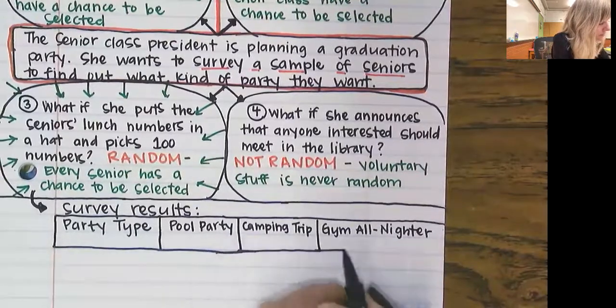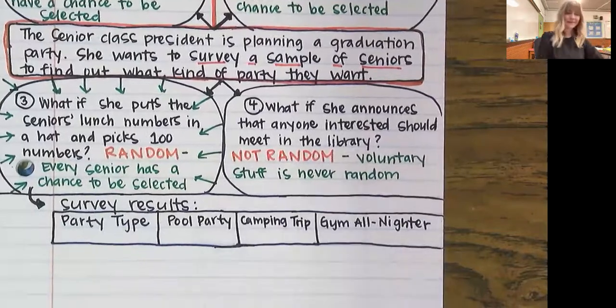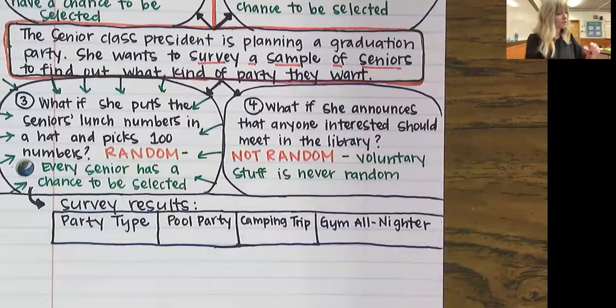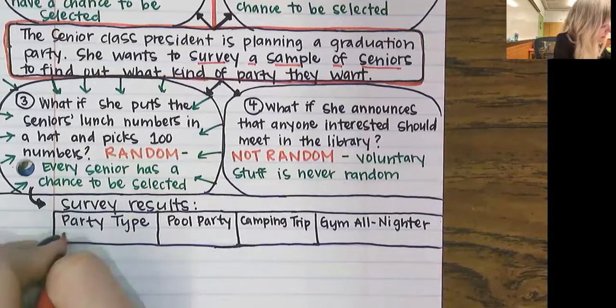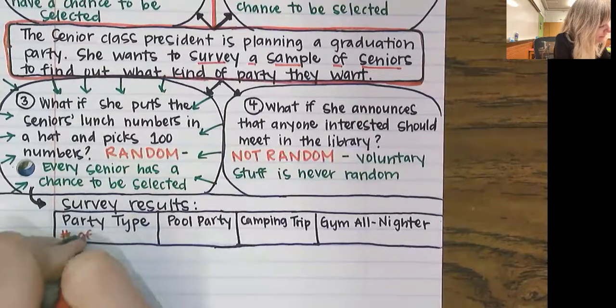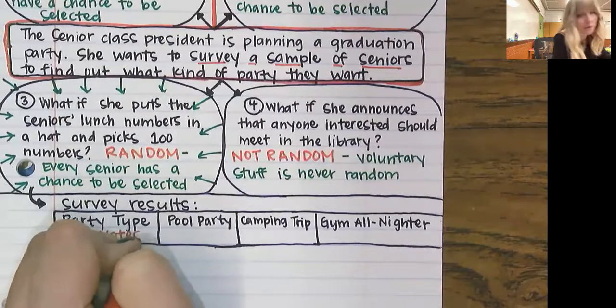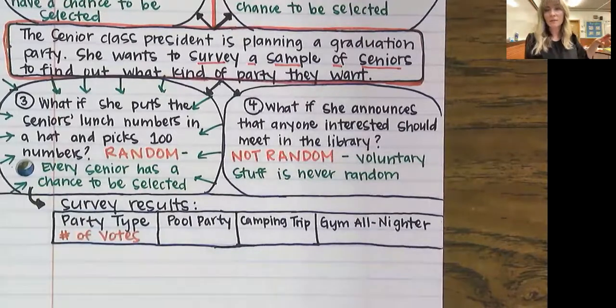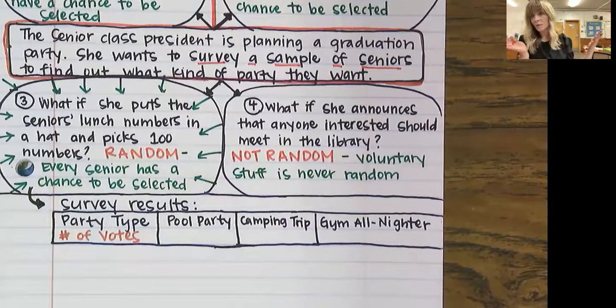All right, and I'm going to just draw this part in a different color just because I like to. All right, so here were the survey results. I'm going to tell you down here, this one is number of votes. So remember what she did is she put all the senior lunch numbers in a hat. She drew 100 names and asked those 100 seniors, which is now a good representation of the school because it was a random sample. She asked them, would you rather do a pool party, camping trip, or a gym all-nighter? And they voted, and these were the results.